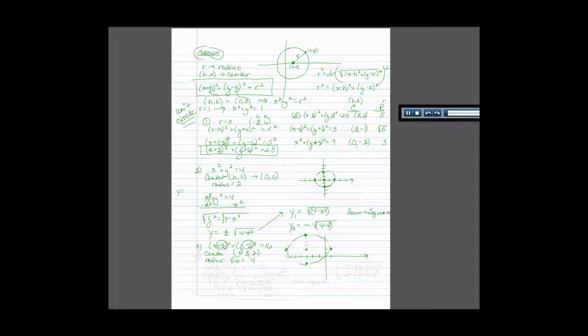Try it on your grid. Mine, again, looks like an oval because of the way I drew it. But on your coordinate grid, you should be able to draw that just from this information.